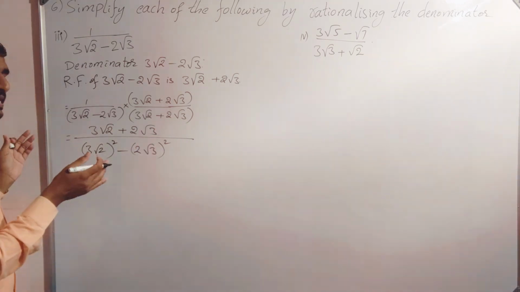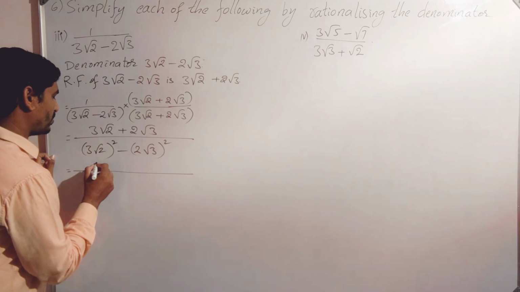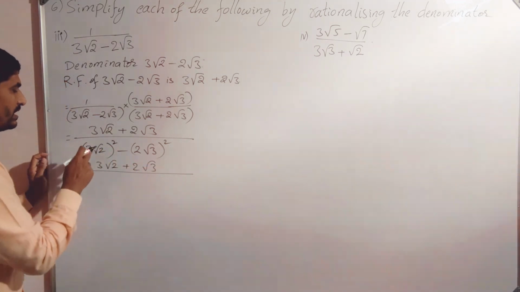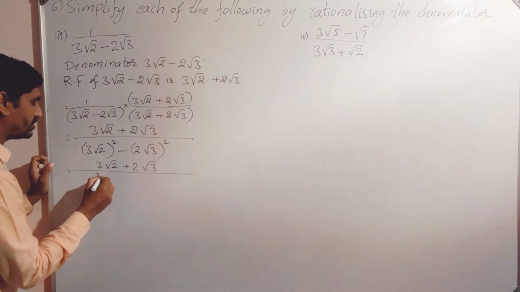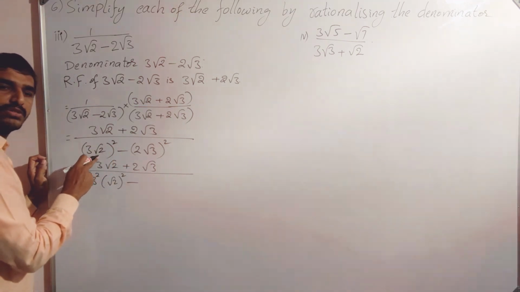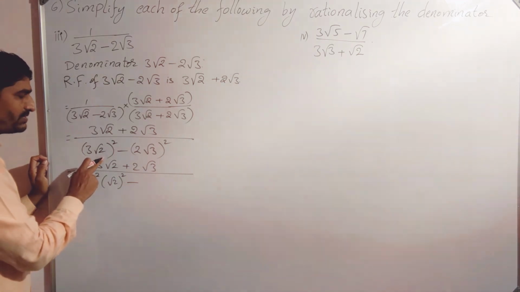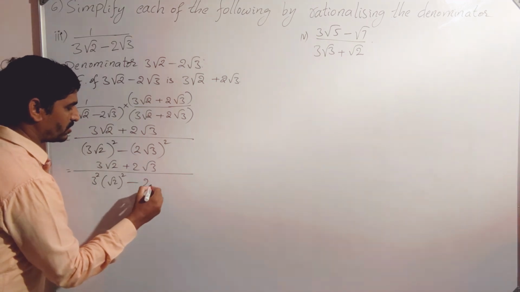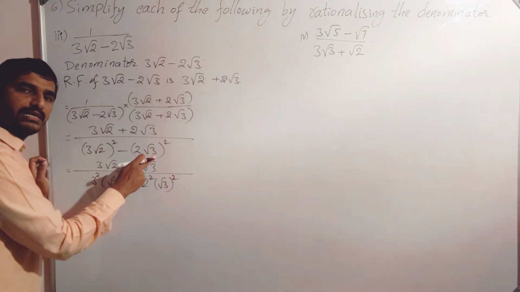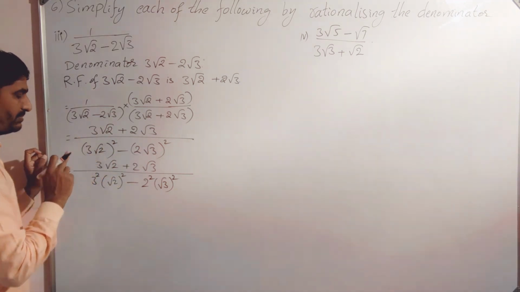Now simplify. The numerator has no change, it is as it is. So 3 root 2 plus 2 root 3 by 3 root 2 whole square minus 2 root 3 whole square. The square is applied to both parts, both numbers, for 3 as well as root 2, and for 2 as well as root 3. The power is applied to the individual terms, the rational and irrational numbers.